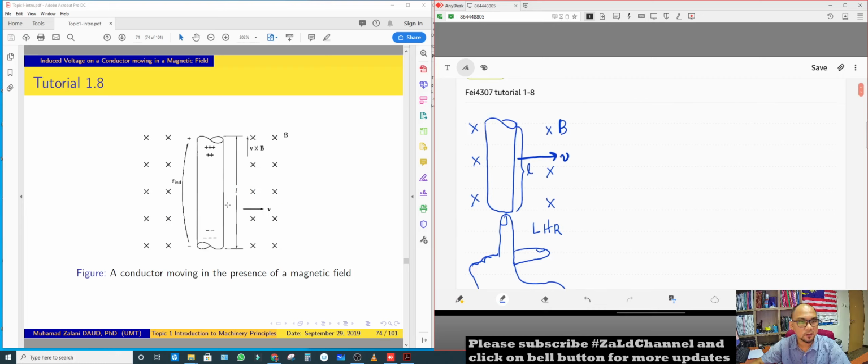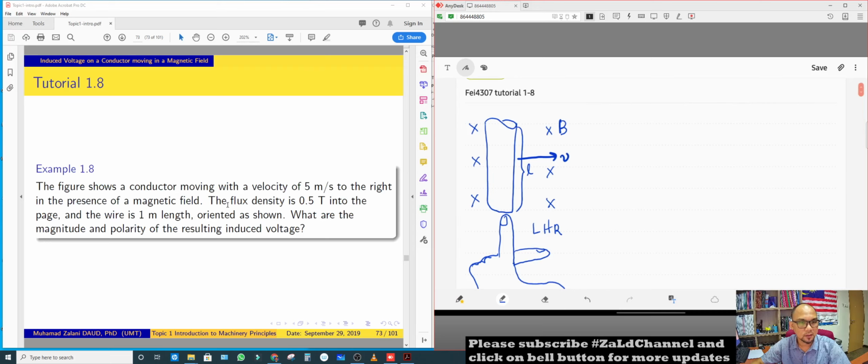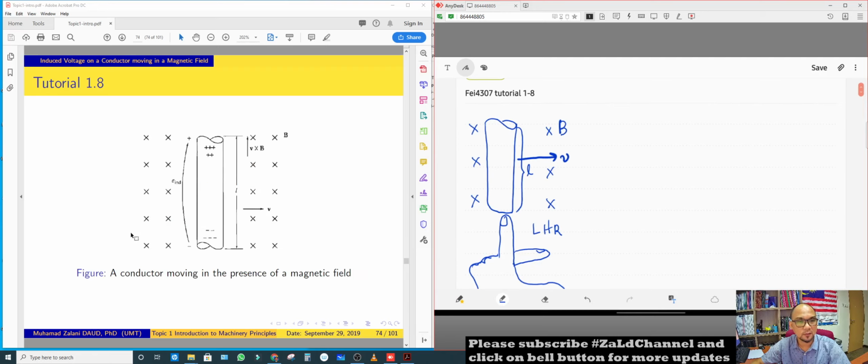So this is the figure that we are going to consider. What are the magnitude and polarity of the resulting induced voltage? Meaning that we want to find the magnitude and polarity of the induced voltage. So we know that when we move this wire in the magnetic field to any direction, like say for this one to the right direction, what happens is the voltage will be induced across this wire, right?